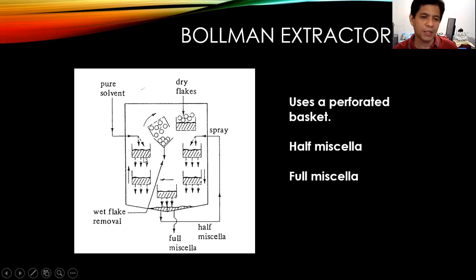Tapos right here, you will have a solution na medyo mababa pa yung concentration niya ng oil, no? So ang tawag sa solution ng oil at saka ng solvent, usually hexane yung solvent, ay micella. So kasi mababa pa lang yung concentration dito, ang tawag natin dito ay half micella. Tapos as you can see, ini-spray siya dito sa portion na to. Okay? So mas makaka-extract po siya ng mas maraming oil and then you have the full micella. Okay? So this is known as the Boltzmann extractor. Okay? Perforated basket, half micella, full micella.